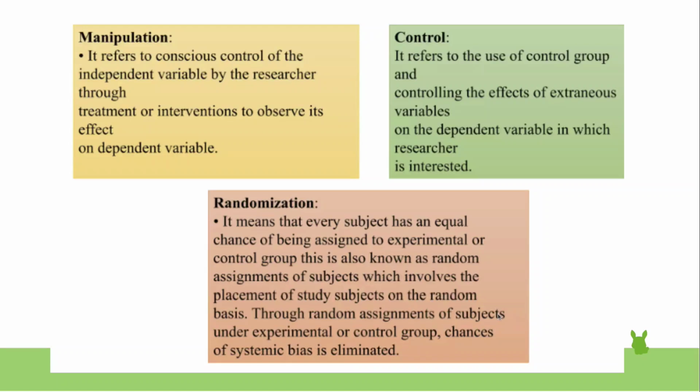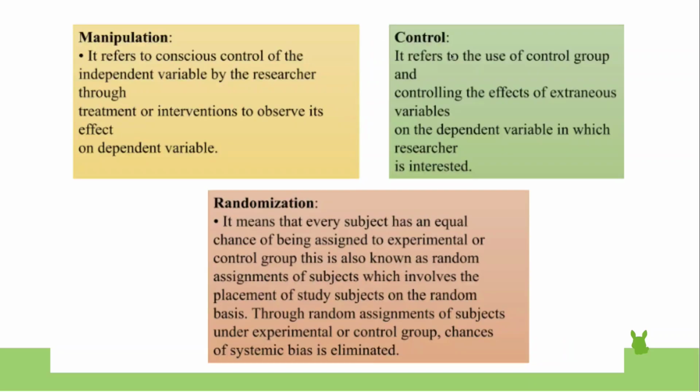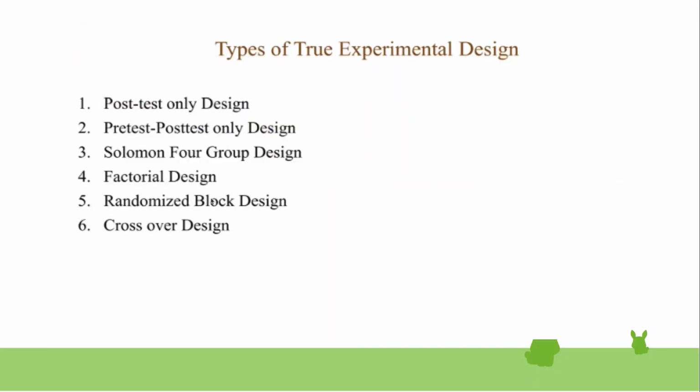Through random assignment of subjects to the experimental or control group, the chance of systematic bias is eliminated. Okay, so bias is eliminated. Partiality, that feeling or manipulation, can be eliminated if you randomly assign the subjects to both the experimental group and the control group. So these are the three characteristics of true experimental research design: manipulation, control, and randomization.